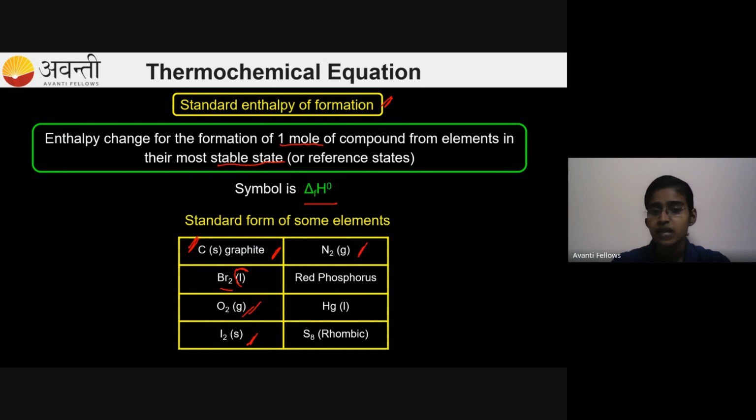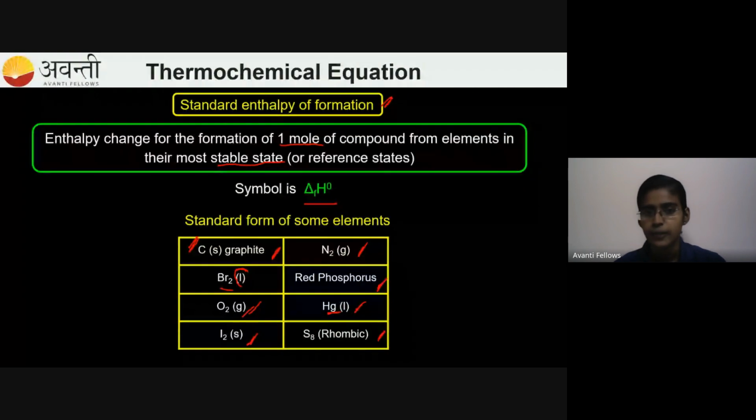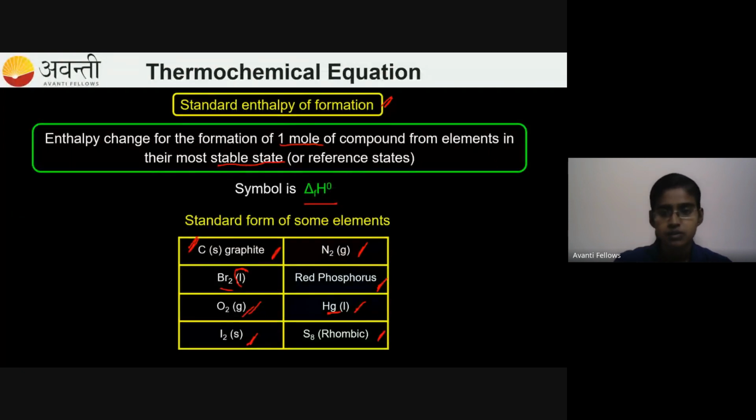For phosphorus, we have 3 different types: red phosphorus, white phosphorus, and black phosphorus. Red phosphorus is the standard form of phosphorus. For mercury, the standard state is liquid, and for sulfur, S8, rhombic sulfur is the standard form of sulfur. So these are the 8 very important elements with their standard forms. You can go through this slide, and with the standard enthalpy of formation, we will discuss some examples.